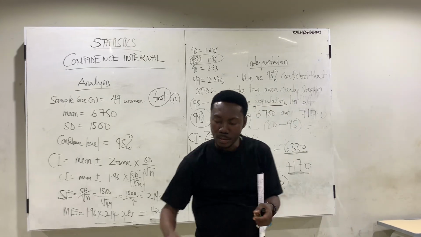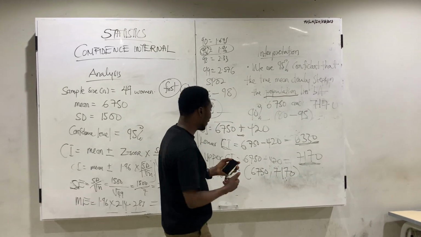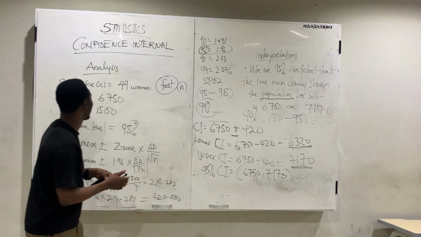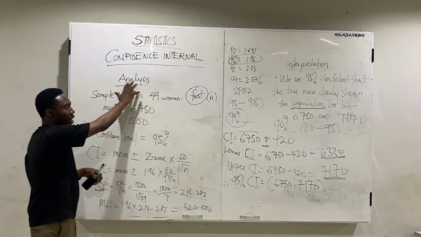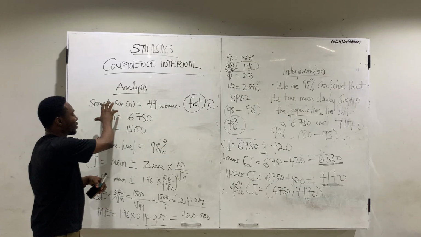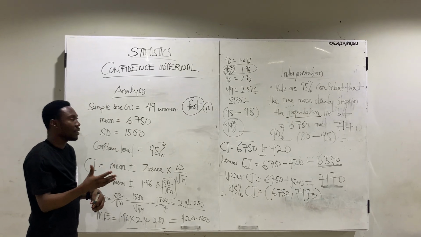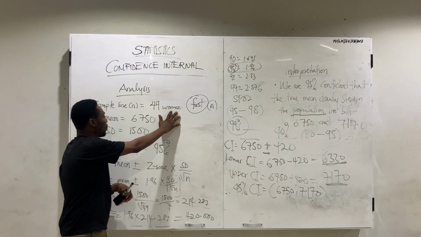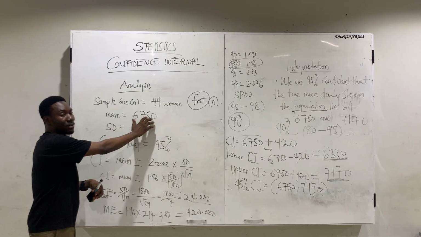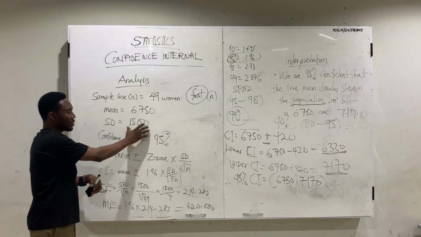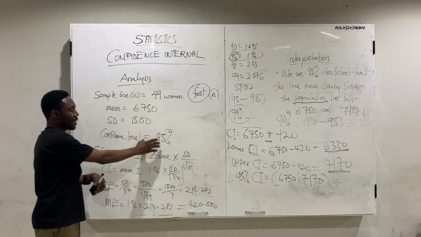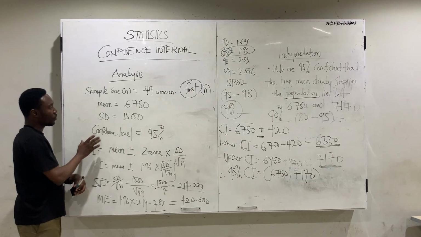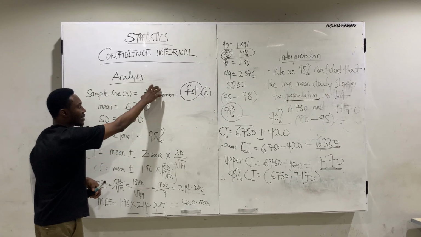Okay, good. So now with this, let me explain the calculation that we've done. When we give you the question, first of all, you write analysis, and in the analysis you write all the parameters that have been given in the question. We have the sample. What is the sample? N is 49 women. The mean is 6,750. Standard deviation is 1,500. Confidence level is 95%.